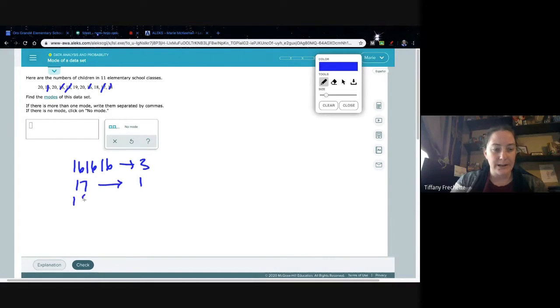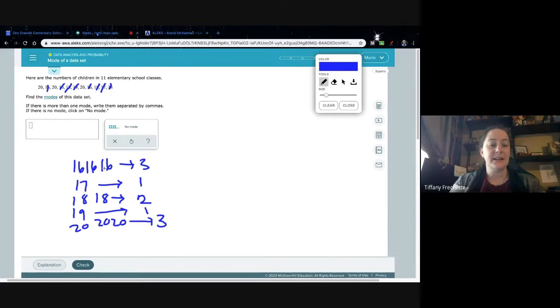And I'm not rewriting the list necessarily. I'm just writing them down. And then I have 19. And then 3 20s. So I wrote them all down. And this was a little bit redundant. I didn't really need to write 16, 16, 16. I could have written 16, 17, 18, 19, 20, and then just how many times did it happen.